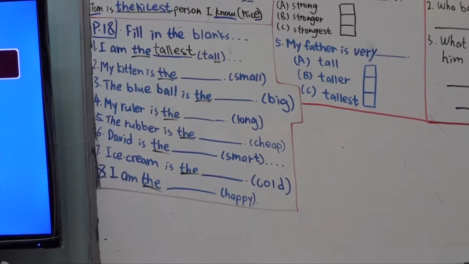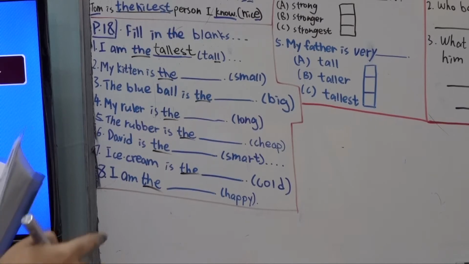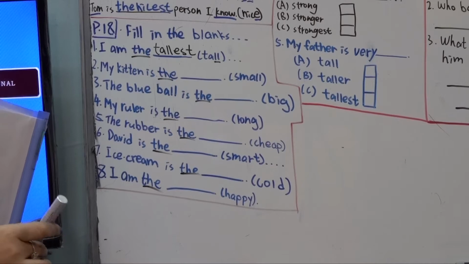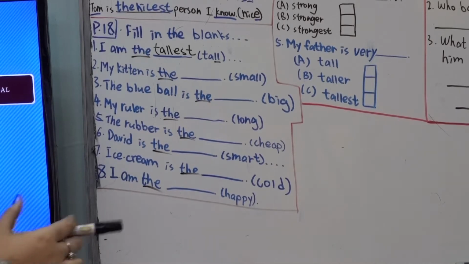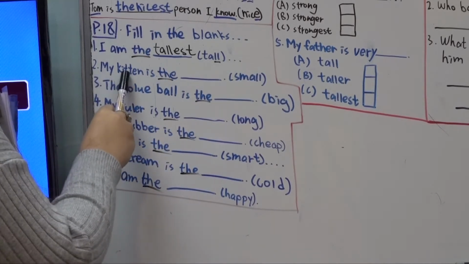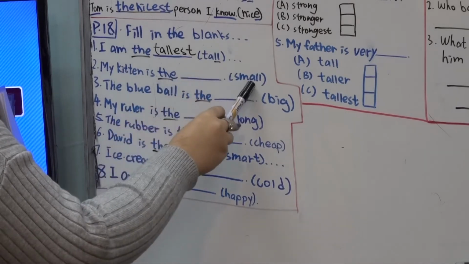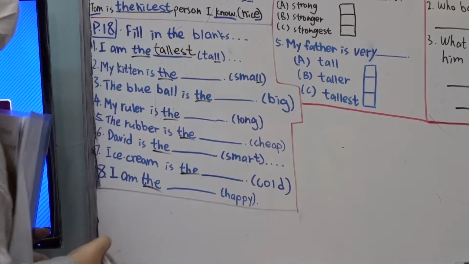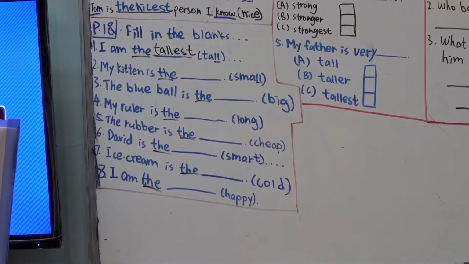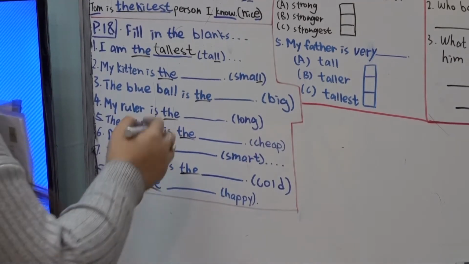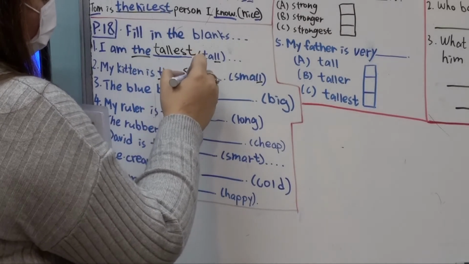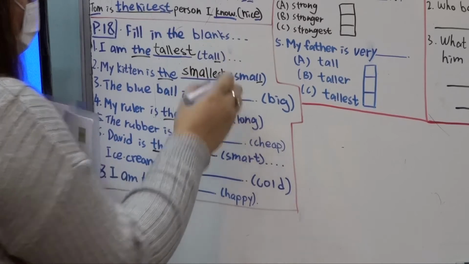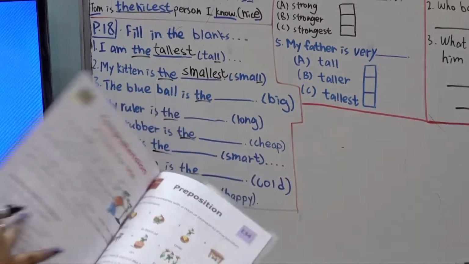Number 2. My kitten is the, you know what a kitten is? A kitten is a baby cat. A very cute baby cat. Okay, my kitten is the, alright, again, it ends with L-L. So we add EST. Smart. The smallest. Okay?